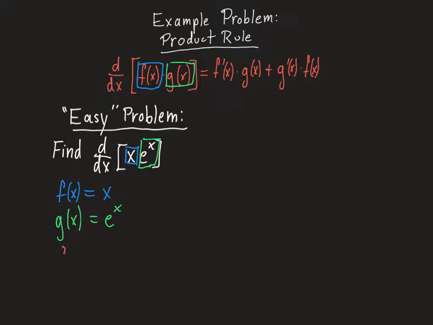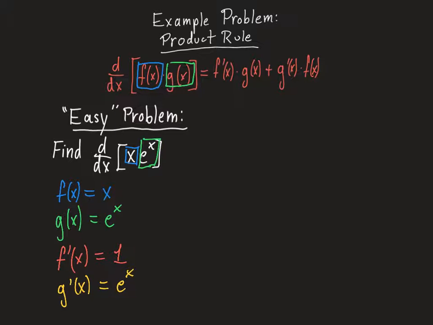So the first thing is, we know that f of x is equal to x, and that means that its derivative, f prime of x, is equal to 1. We know this by the power rule. Second, we know our function g of x is equal to e to the x, so that means that its derivative, g prime of x, is also equal to e to the x, and we know this by the exponential rule.